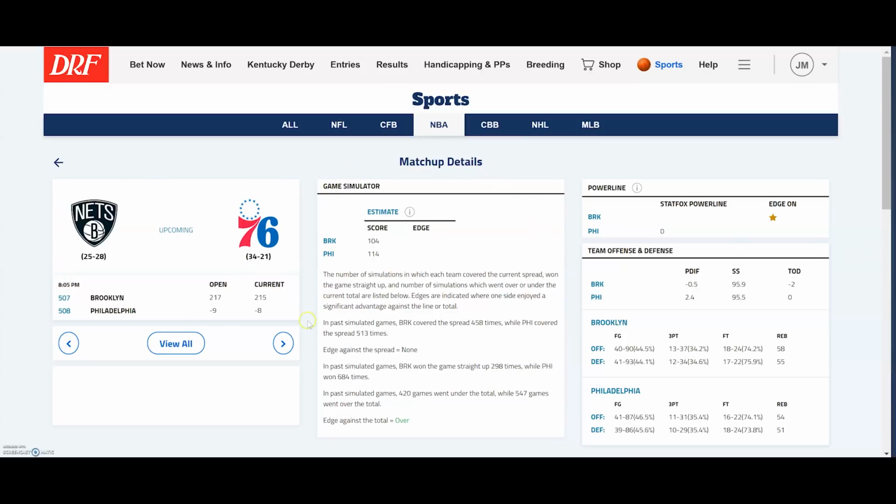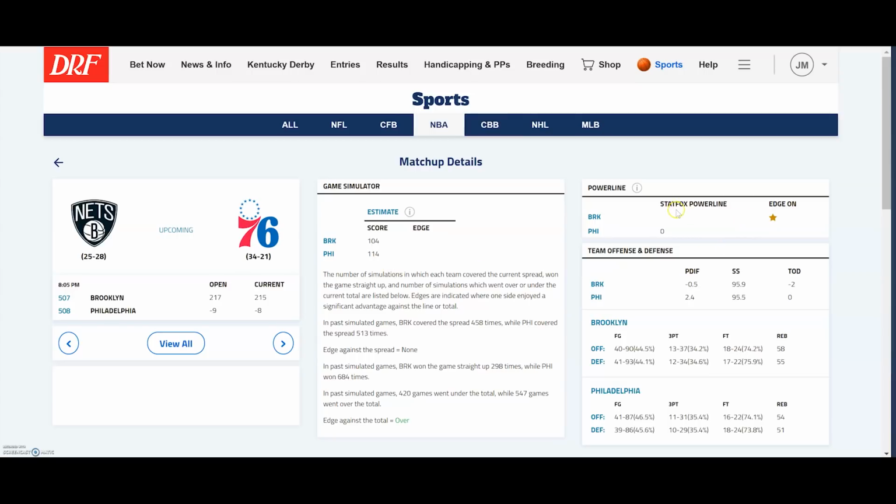From there, in the center location, we will have our game simulator. We do this for football, basketball, baseball, hockey, all the sports. Basically, it's a computer simulation which will generate a projected score for a game, which you can then compare against the current line for some line value testing.